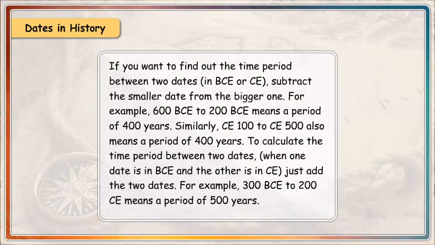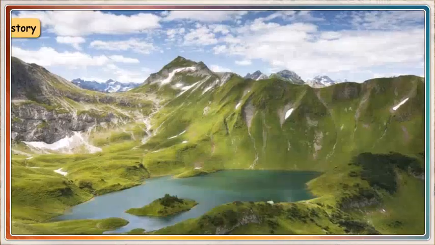If you want to find out the time period between two dates, that is in BCE or CE, subtract the smaller date from the bigger one. For example, 600 BCE to 200 BCE means a period of 400 years. Similarly, CE 100 to CE 500 also means a period of 400 years. To calculate the time period between two dates, that is, when one date is in BCE and the other is in CE, just add the two dates. For example, 300 BCE to 200 CE means a period of 500 years.